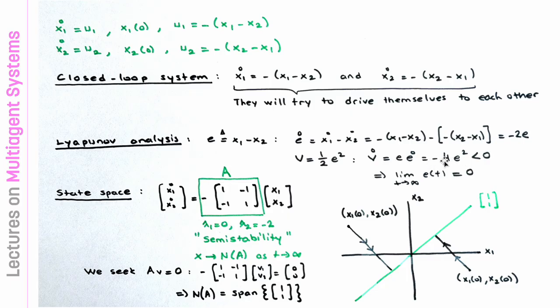Once you inject, you have minus 2. There's a typo here. This should be 2, minus 2e to the power of 2. Again, strictly less than 0. So you have asymptotic slash exponential stability. Error goes to 0, meaning that x1 and x2 approach each other.